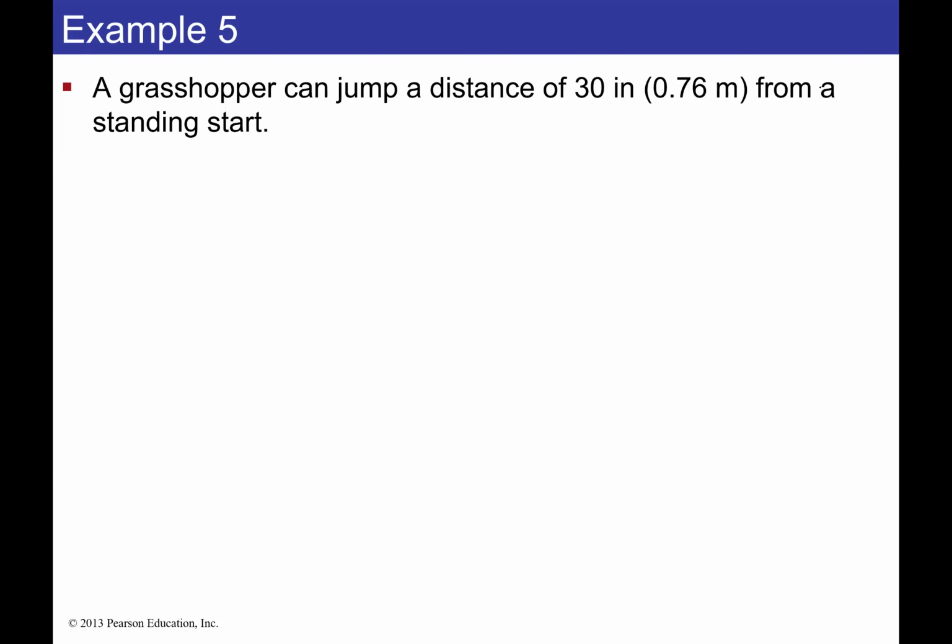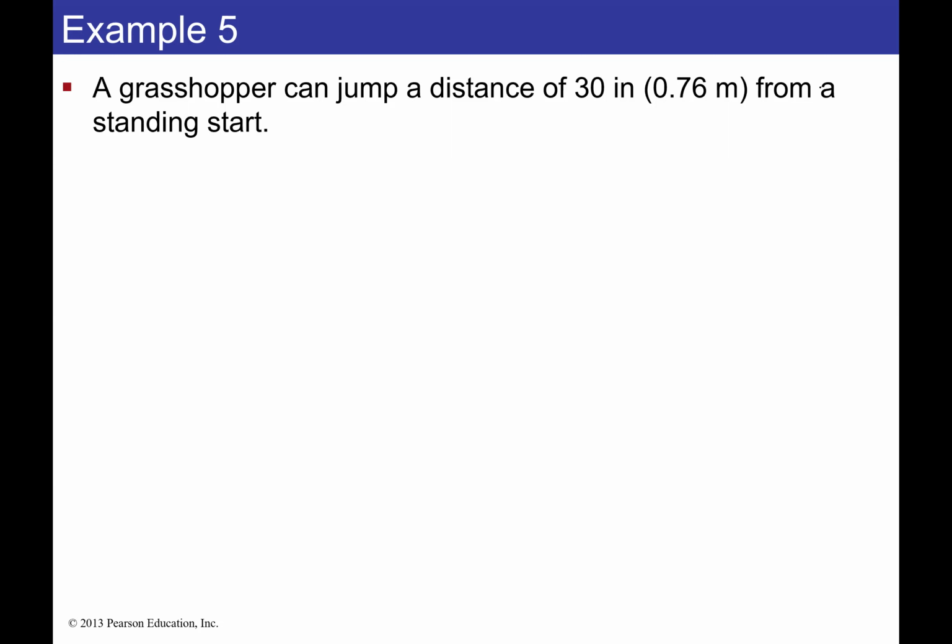All right, so here's another example. We have a grasshopper that can jump a distance of 30 inches, which is about 0.76 meters, from a standing start. And I guess the question is this: if the grasshopper takes off at the optimal angle for maximum distance of the jump, what is the initial speed of the jump?